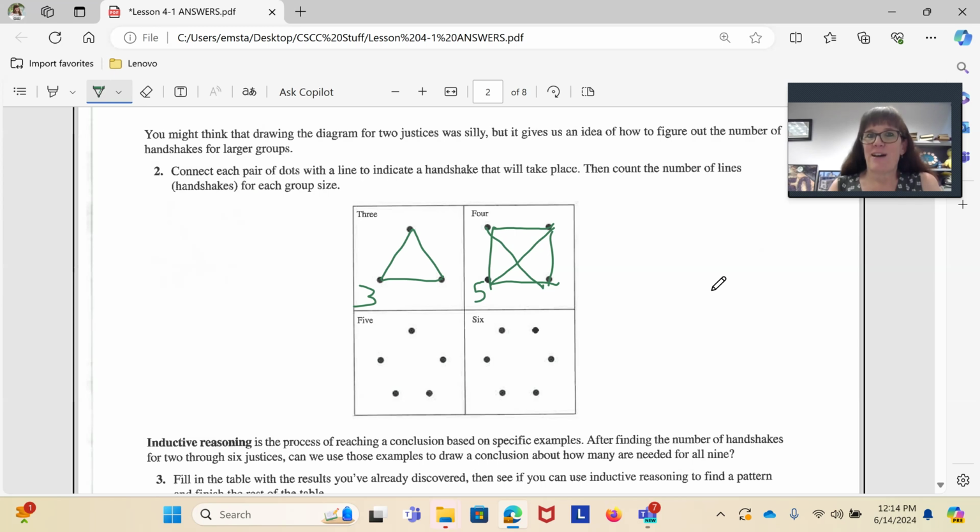Let's do the next with 5 justices. Again, start with our first person and connect them to everybody. Person 1 shakes hands with person 2, 3, 4, and 5. Person 2 only has left person 3, 4, and 5. Person 3 only has left person 4, and person 5. And by the time we get to person 4, all they have left is person 5. And person 5 is done because everyone came to them and shook their hands. How many lines did I draw this time? Count them all up. Should get 10.